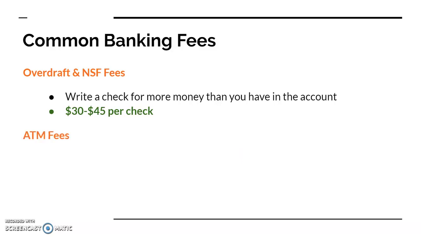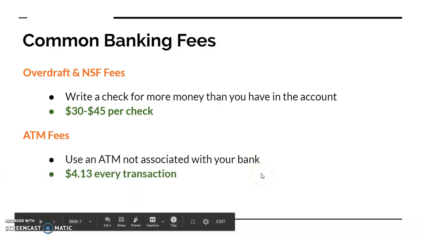Another one is ATM fees. These are the fees that are charged to us in order to use the automated teller machines that are placed all over our communities. If we use ATMs associated with our bank, we can normally avoid these fees. However, sometimes we need the convenience of being able to get cash now, thus using ATMs not associated with our financial institution, and we are charged fees because of it. These average around $4.13 per transaction.